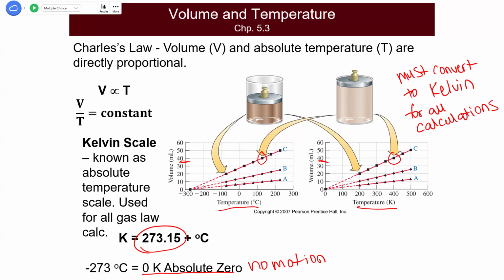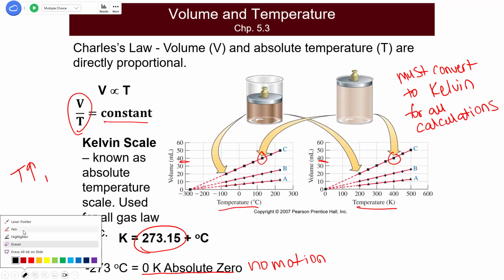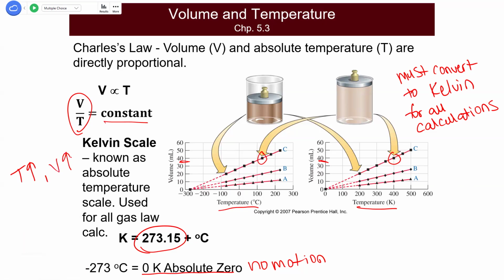Okay. And the thing to note here is that V over T in this case is constant. So if temperature is going up and your volume is going up, what kind of relationship is that? Directly proportional, right? So what did we say? Boyle's law was what kind of relationship? Inverse. And what about Charles' law? Direct.